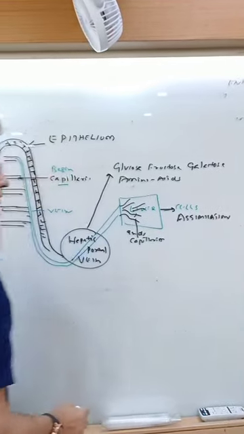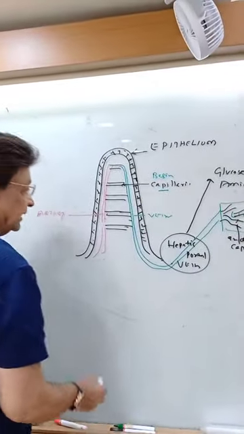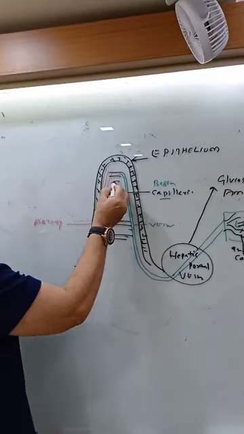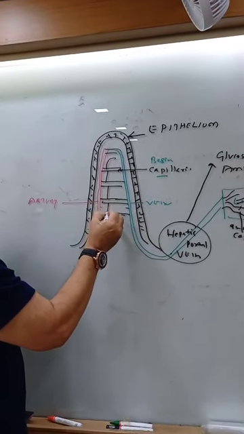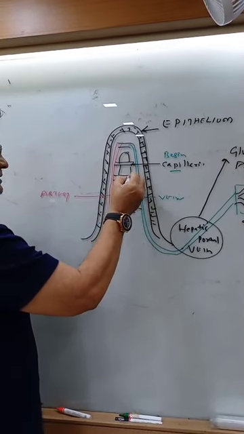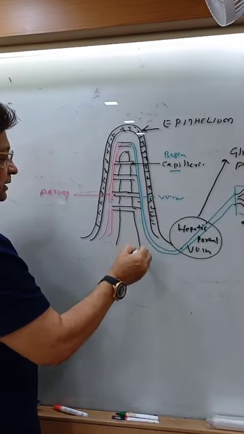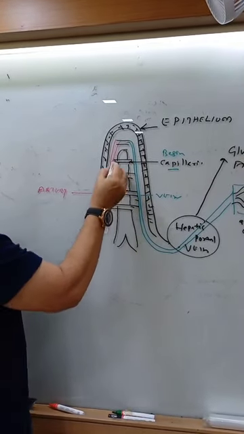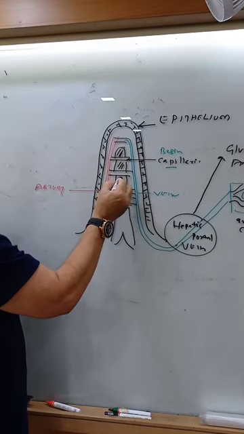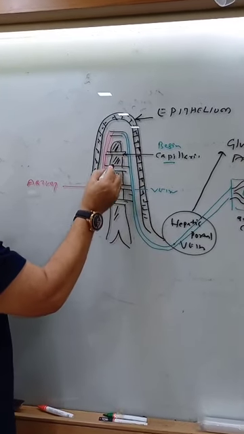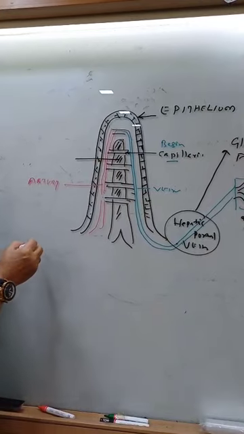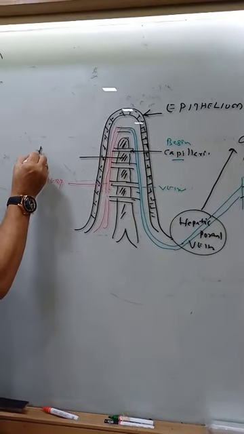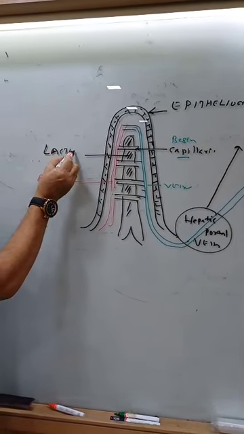We now go to the end products of fats. So now look here, I am creating another channel. This channel is a very wide channel because fats are large droplets, even after emulsification. So now this is a channel which is going to carry fats. Fats are white in color. Lacta means white, therefore it is called lacteals.